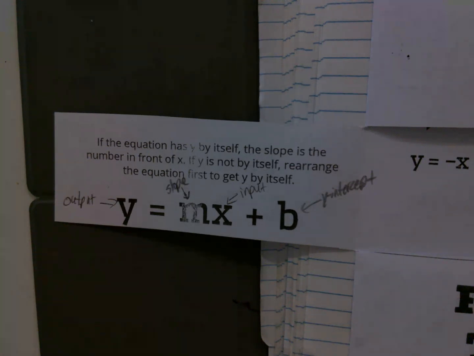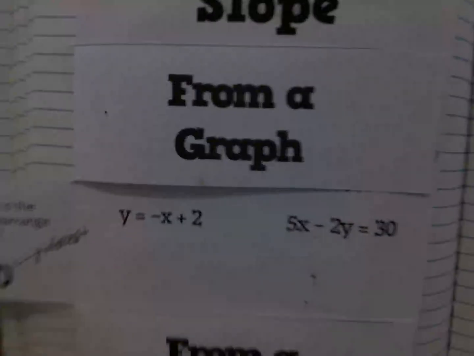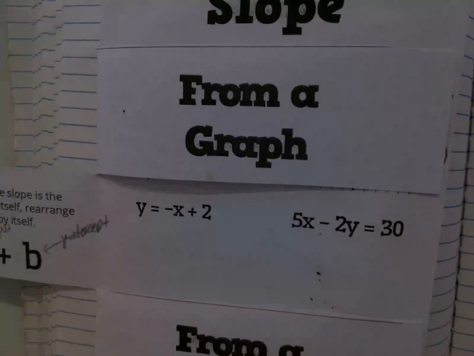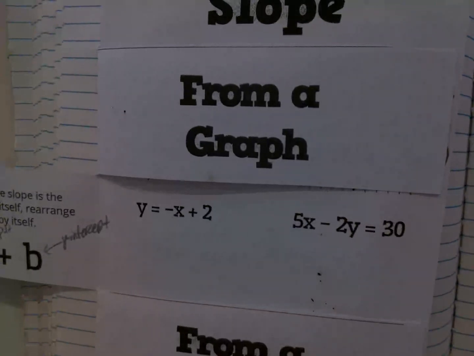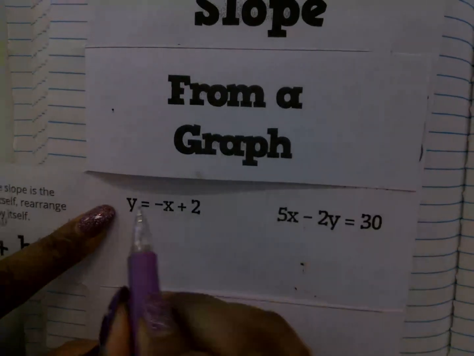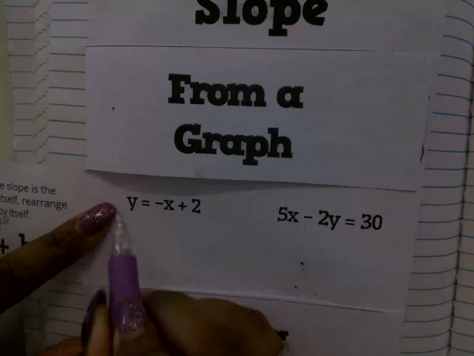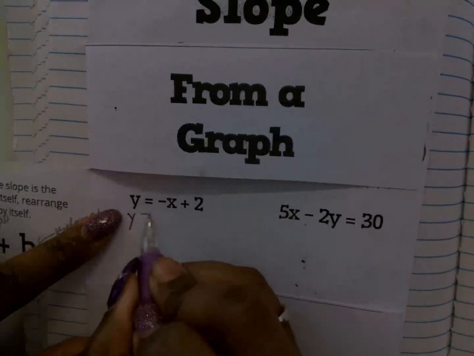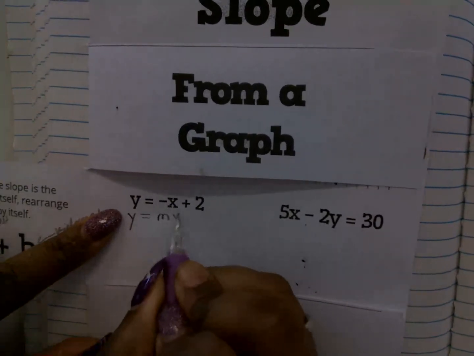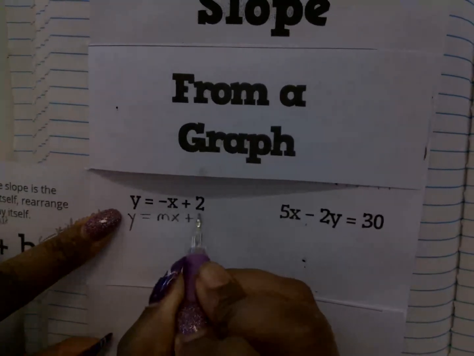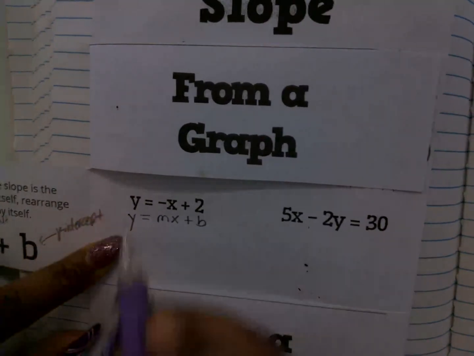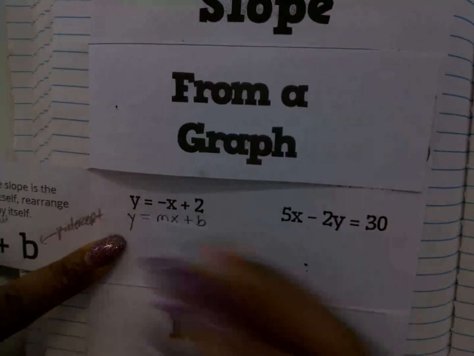B is y-intercept. All right, so let's look at the equation, and we're going to practice a little bit. This is just putting the notes in, and then we're going to write some more notes for practice. This equation is written in slope-intercept form: y equals mx plus b.